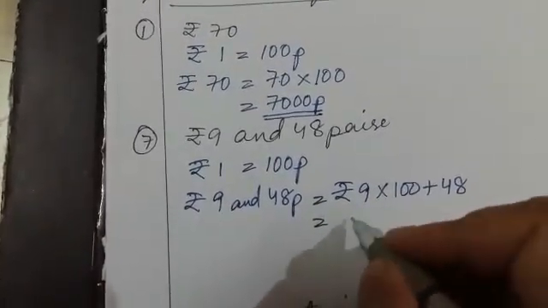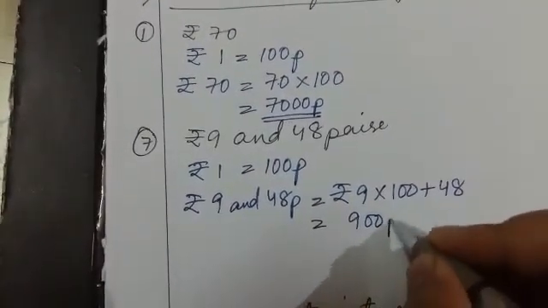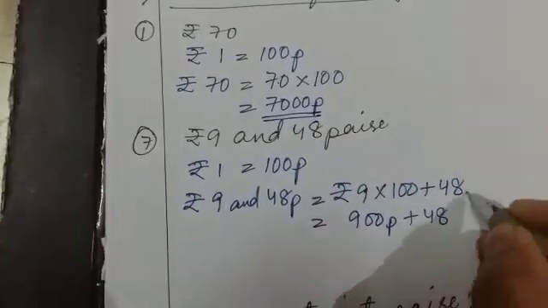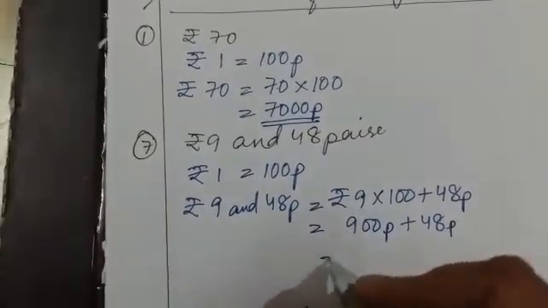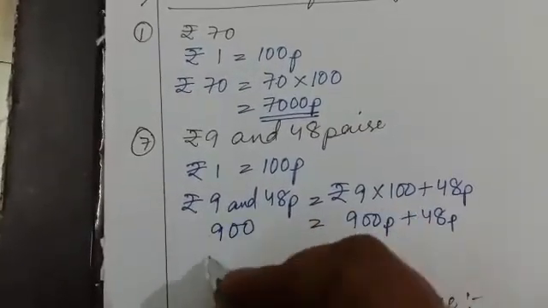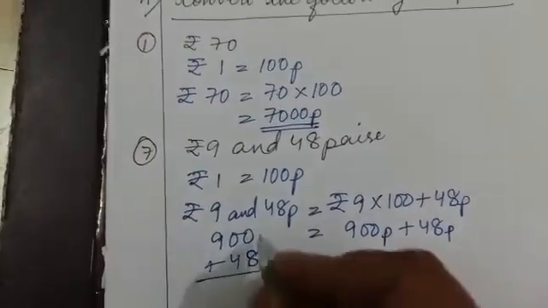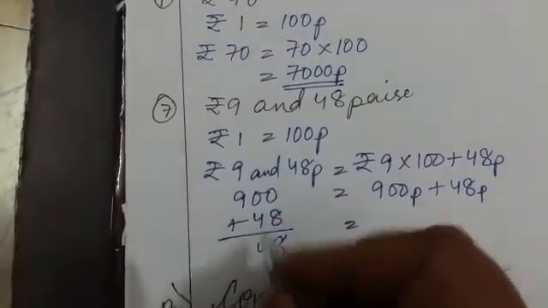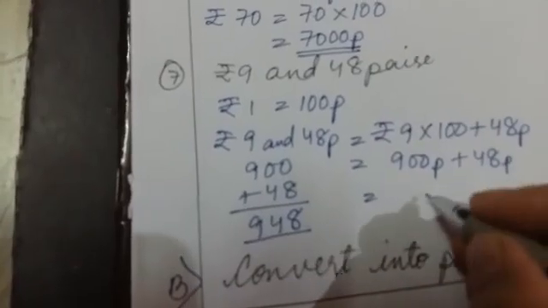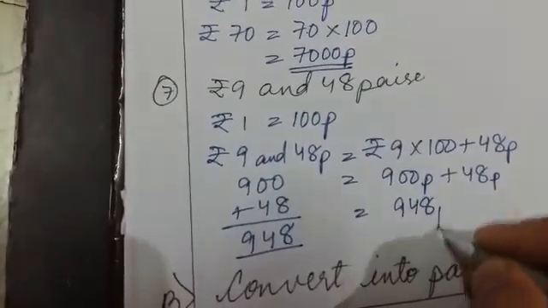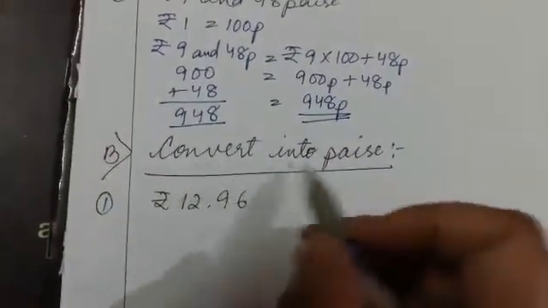So it will be 9 into 100, it will be 900 paisa plus 48 paise. So we have to add here, you have to write here 900 plus 48. So it will be 0 plus 8, 8, 0 plus 4, 4 and here 9. So the answer will be 948 paise. Okay. Next come to question number B, convert into paise.